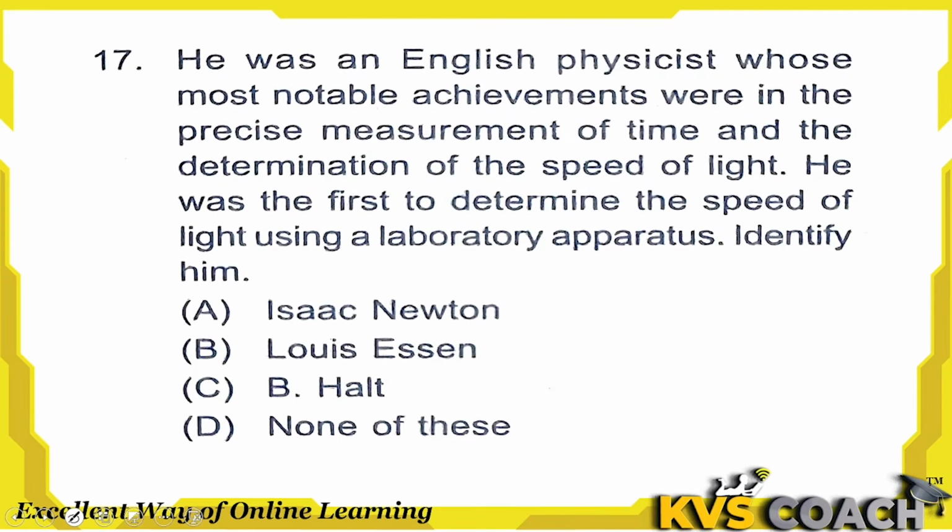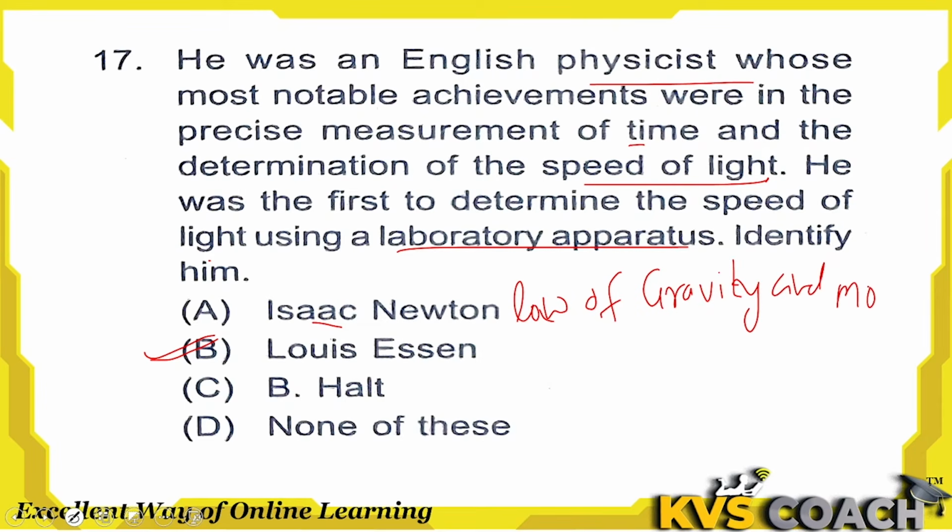Next is, he was an English physicist whose most notable achievements were in the precise measurement of time and the determination of the speed of light. He was the first to determine the speed of light using a laboratory apparatus. Identify him. He was Louis Essen. Option B is the right answer here. If I am talking about option A, Isaac Newton, he discovered the laws of gravity and motion. If I am talking about option C, Holt, so option B is the right answer here.